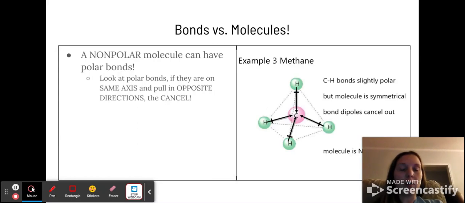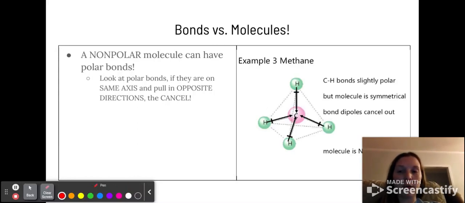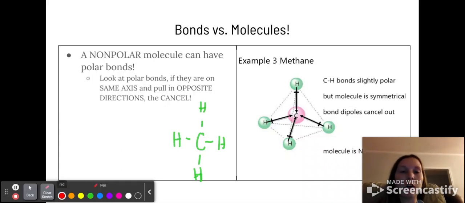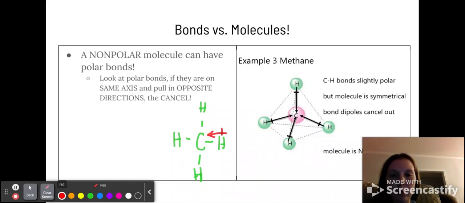So if you look here, I'm going to draw this out so you can see the symmetry a little bit better. So if we draw out CH4, sorry, getting a little sloppy. We know that carbon is the more electronegative element of the two. So all of these are pointing inward.